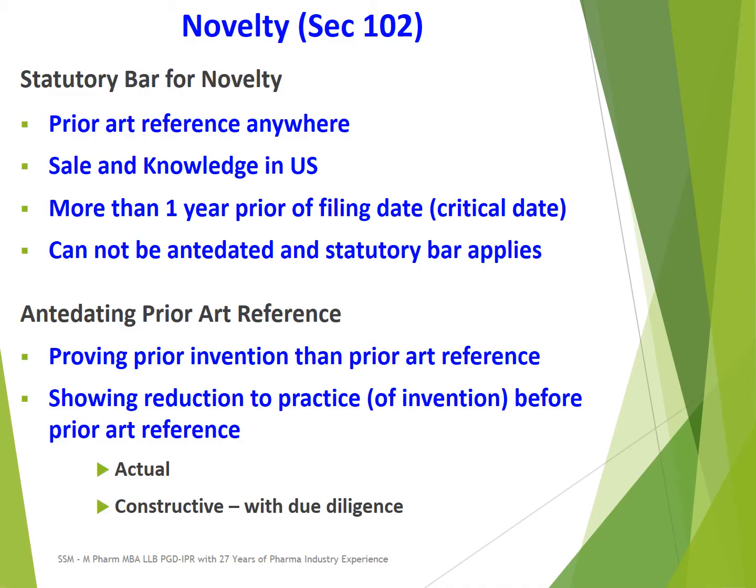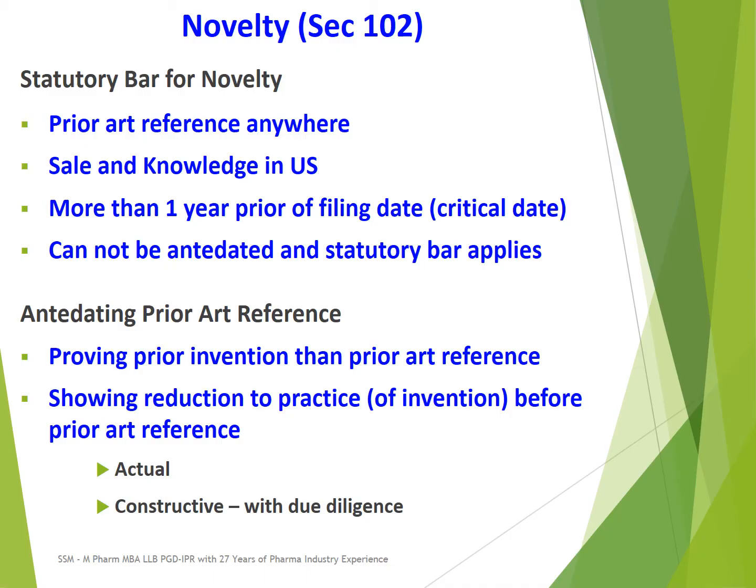So you can show the reduction to practice of your invention before the date of the prior art reference, and you can show either actual reduction to practice of your invention. You can show that actually you have completed your invention, you have completed all your experiments about your invention before the date of reference. Or you can also prove it by constructive reduction to practice.